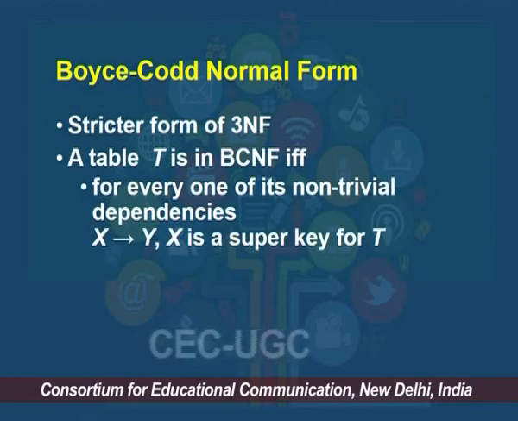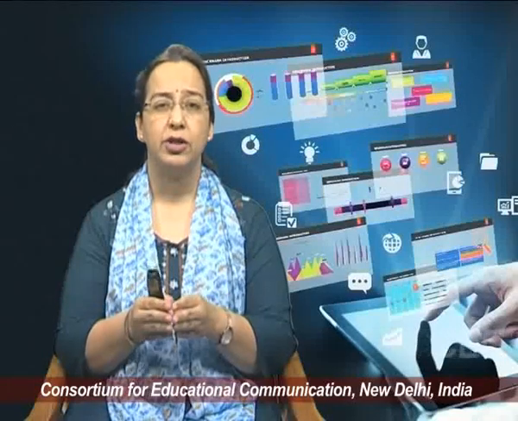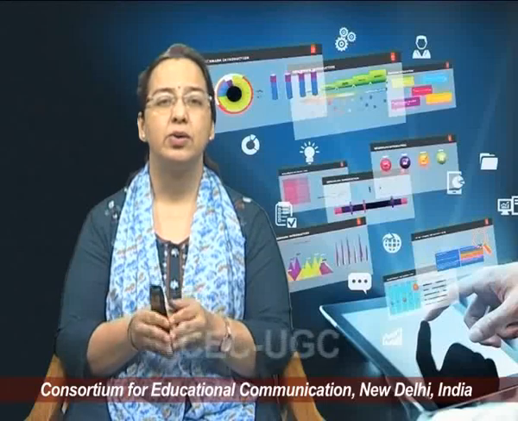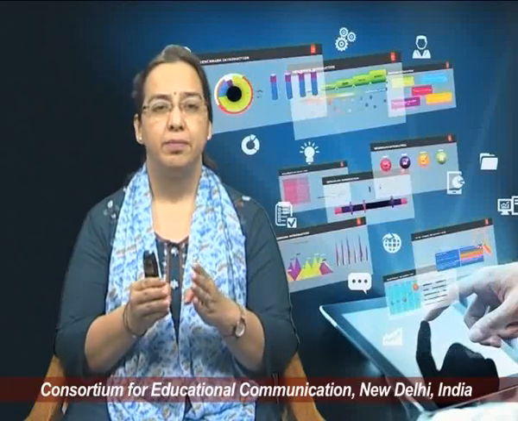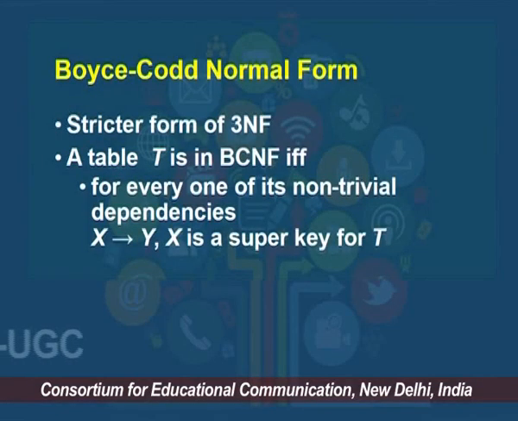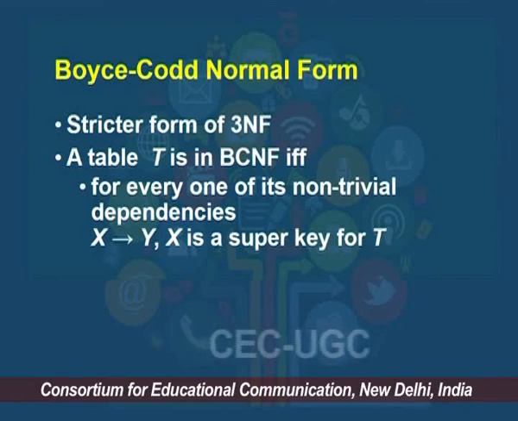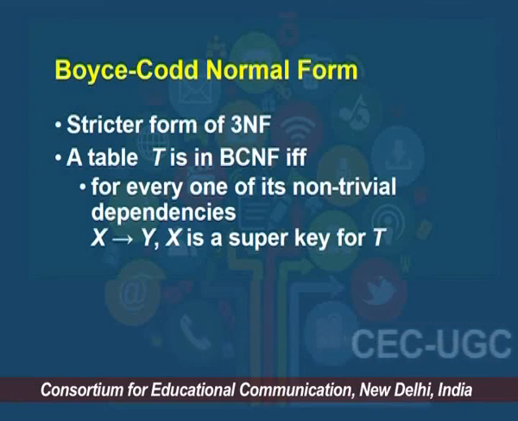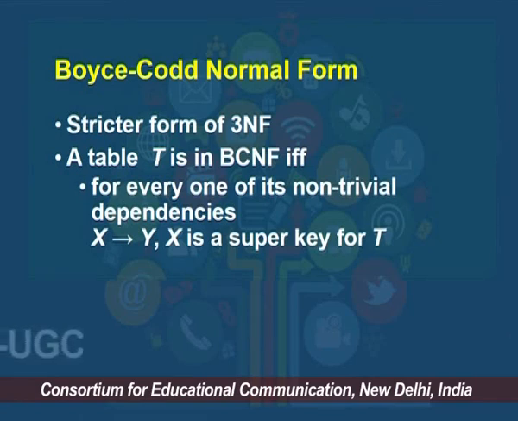So what we are trying to say is that in Boyce-Codd normal form, all the dependencies, or all the non-prime attributes, should be dependent on the super key of the table. If Y is dependent on X and we write it as X arrow Y, then X is the super key of T and Y is an attribute which is dependent on X.